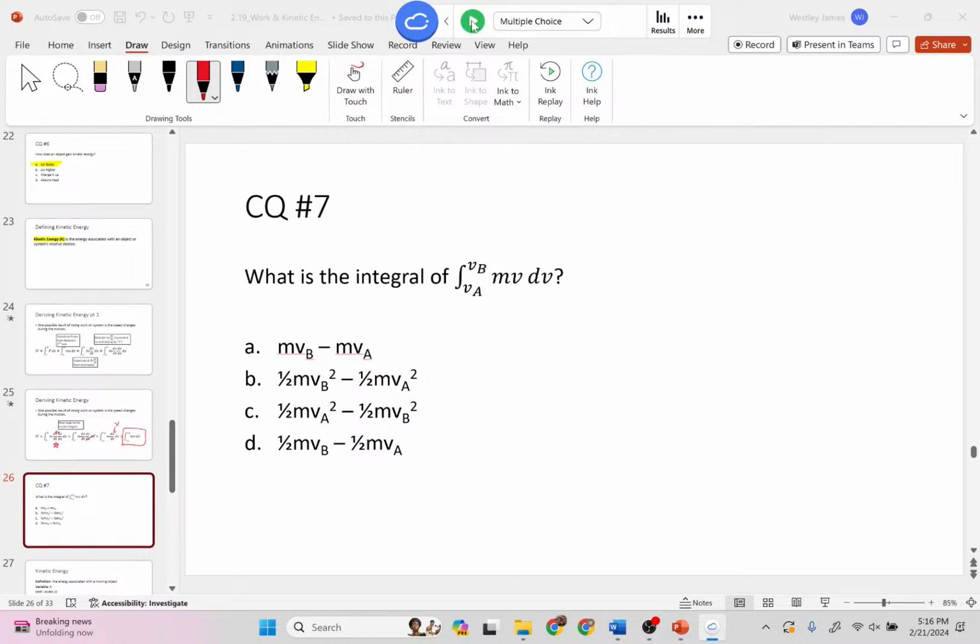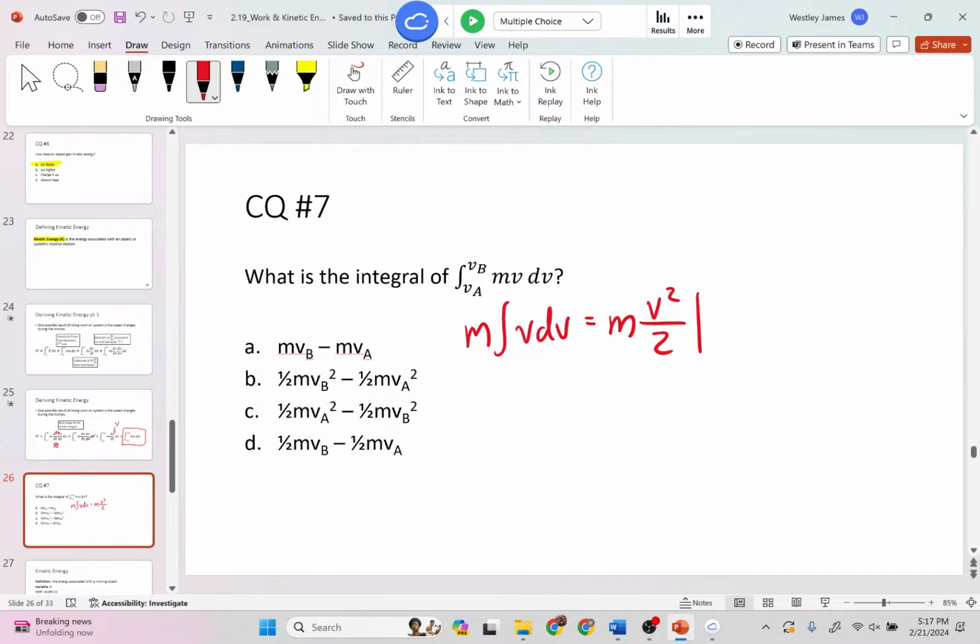Alright, so this one, the integral should be fairly straightforward. We pull out the m, so it's just v dv. The integral of that is m v squared over 2 from va to vb. Which equals, if we just rearrange this, 1/2 m vb squared minus 1/2 m va squared. Look at that, y'all just derived kinetic energy.